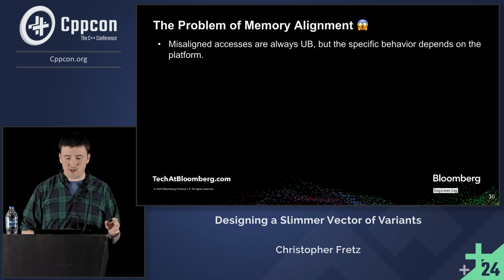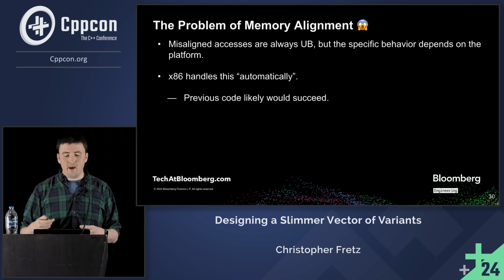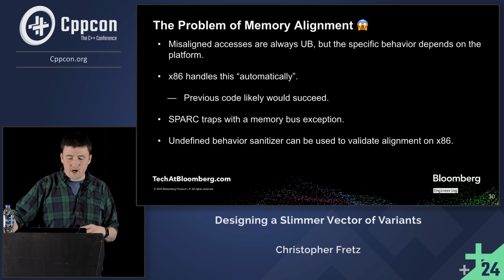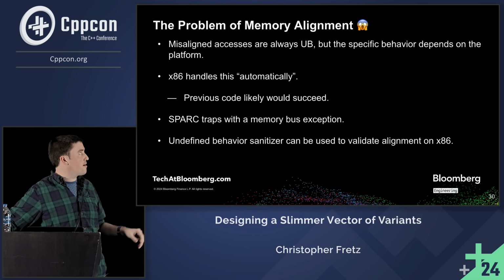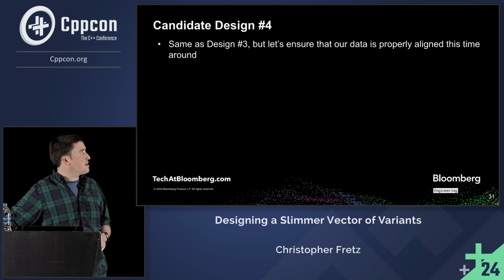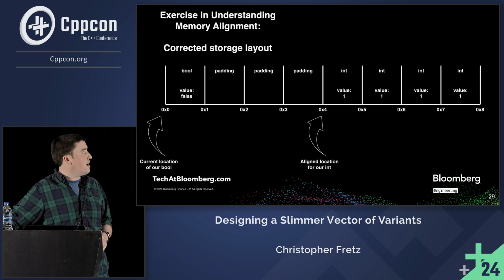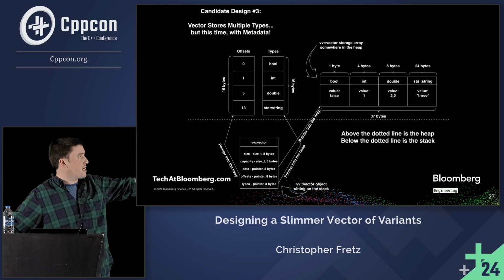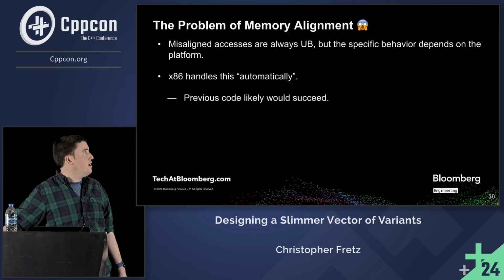I actually had some explanation here. Misaligned accesses are always UB. x86 handles this automatically. SPARC traps with an exception. And undefined behavior sanitizer. So I got a bit ahead of my slides there. What we end up discovering is that the whole rest of this structure ends up being well aligned automatically once we add those 3 padding bytes.